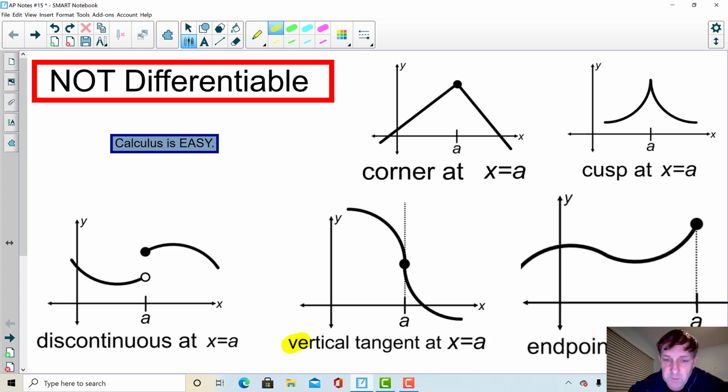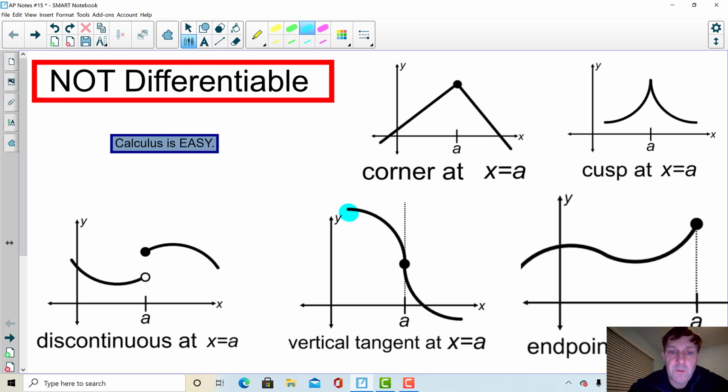Now this one in the yellow, we're going to say it has a vertical tangent line when x equals a. You'll notice the slope from the left is equal to -infinity. The slope from the right is also -infinity. But if you remember the definition of a derivative is a limit. And if the limit equals infinity or -infinity, we would have to say that that limit does not exist. So for this one, when x is equal to a, we would say that it's not differentiable.